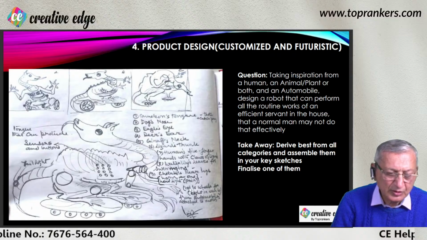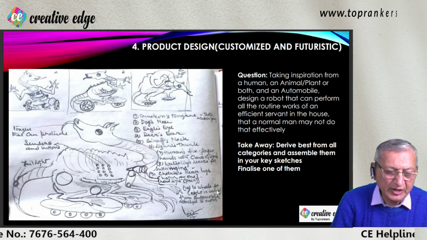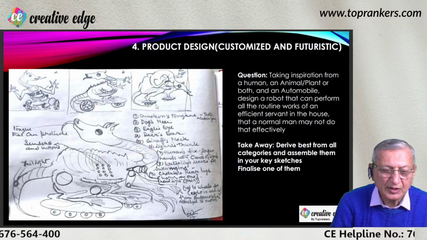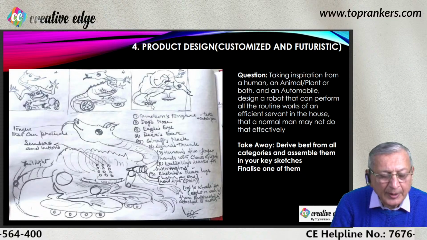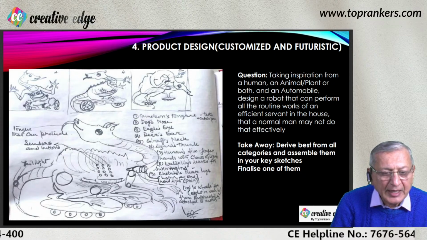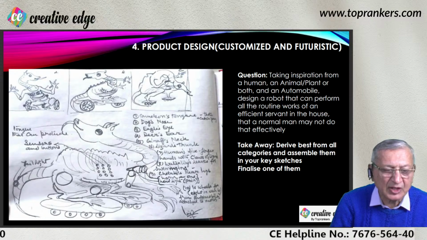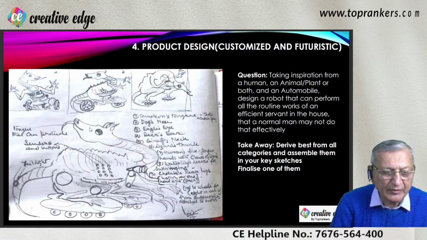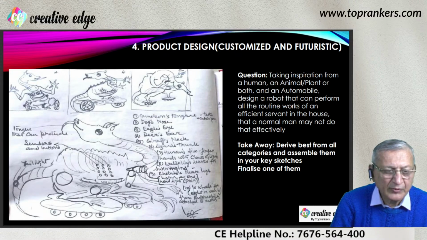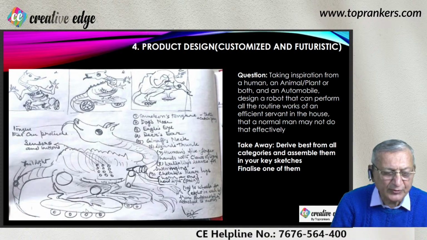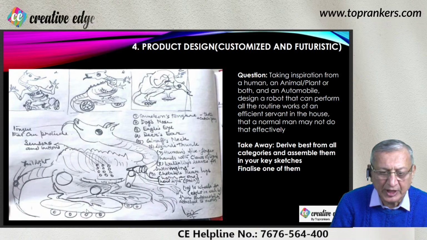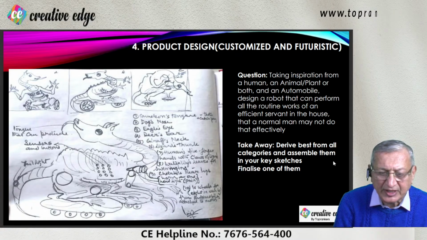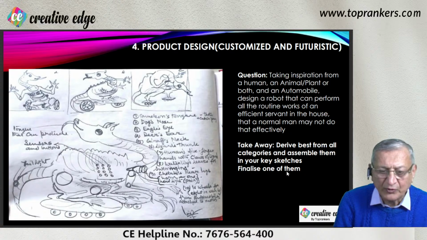Then, of course, 16 wheels to move around, 4 on each leg. A pair of 8 wheels on each leg. Now the 8 wheels here, I have derived it from here, but I have adjusted it into the figure that I have finalized for this. So the takeaway is derive the best from all the categories and assemble them in your key sketches. Finalize one of them.